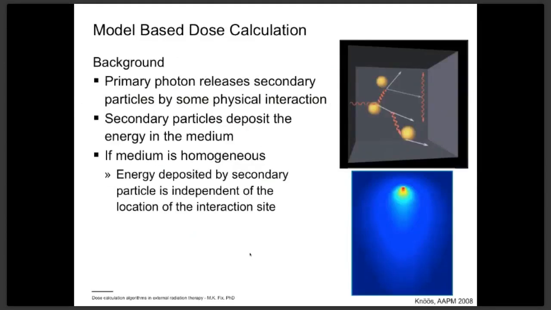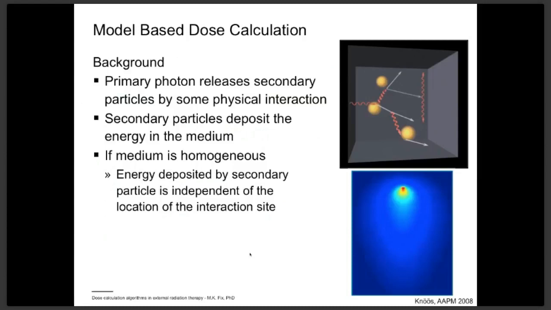So the model-based dose calculation assumes that the primary photon releases secondary particles by some physical interactions. We can describe them very precisely, and these secondary particles deposit the energy in the medium.